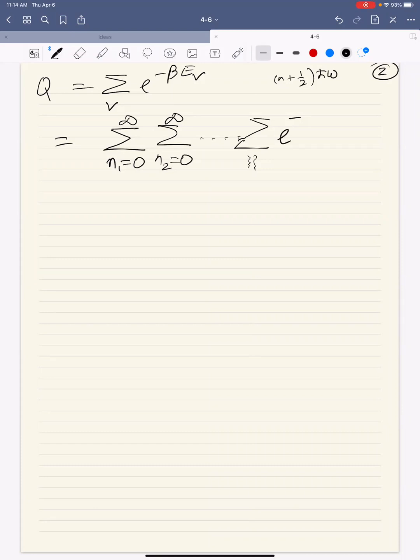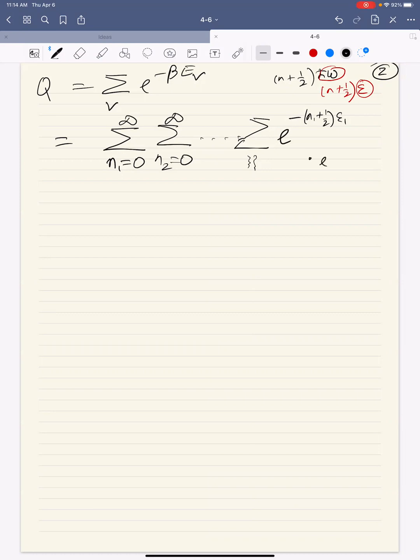I'm going to write this as n plus half epsilon. Okay, I'm denoting h cut omega by epsilon. So pay attention to what I'm doing here. So now it's going to be n1 plus half epsilon 1. No h cut, I have removed h cut. So epsilon is equivalent to frequency, right? It's just off by a scale of the Planck's constant.